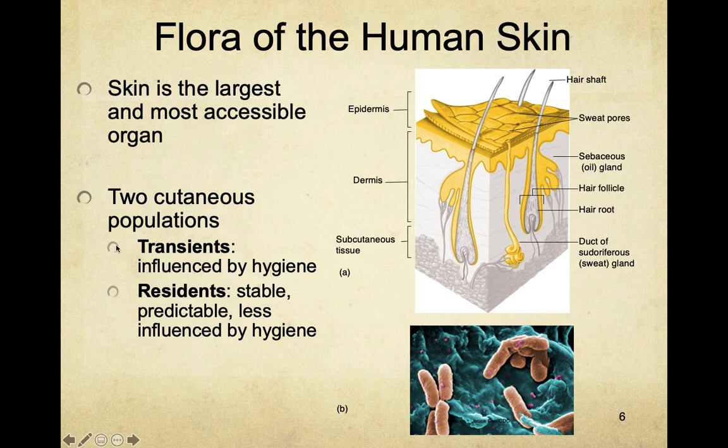Once again, you're going to have those two different populations of bacteria found on the skin as well as the other types of organs, residents and transients. Residents are going to be things that live on your skin like Staphylococcus aureus, Staphylococcus epidermidis, and Corynebacteria. They live on you all the time. We would expect to find them on pretty much every person. It's not uncommon to find them. And when you wash your hands, it's really not going to matter. Those bacteria are supposed to be there.